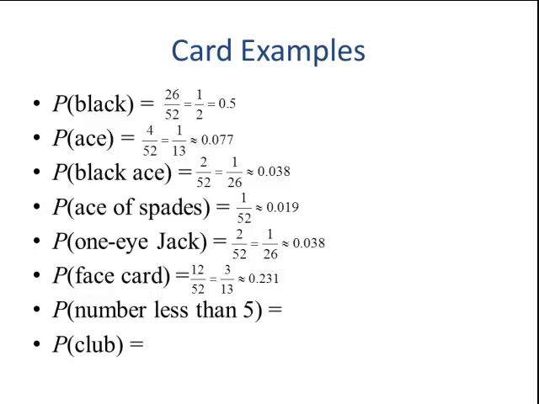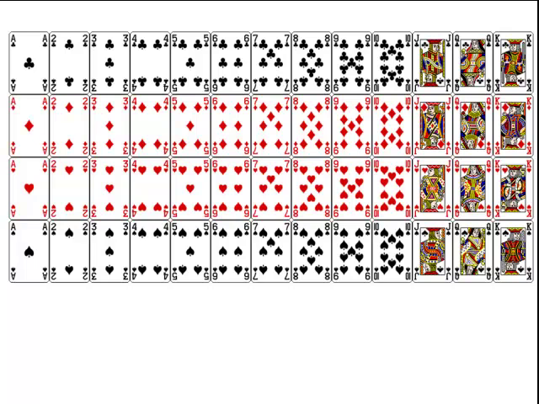A number less than 5, well, that would be 4, 3, or 2, and each suit has them, so 3 cards times 4 suits again would be 12 out of 52, which would reduce to 3 out of 13. And the probability of a club, there's 13 clubs out of 52, and that reduces to 1/4. Okay, so if you need to verify these, this is the sample space for cards.